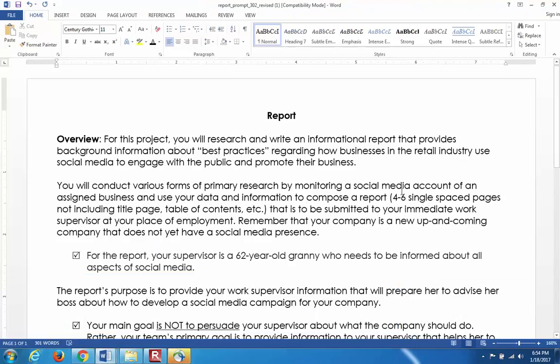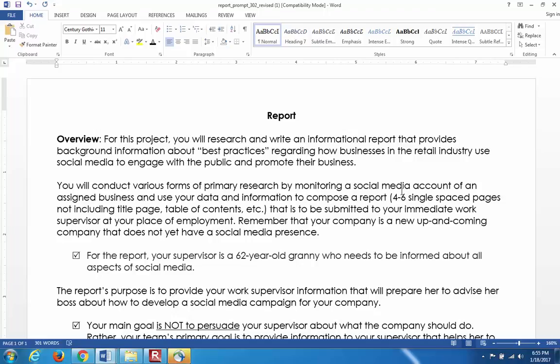So I'm going to start with the overall report prompt. And you can read about the project in this document, but basically what you are doing is you're going to be assigned a business and a social media platform, and the purpose of this is to write an informational report about how businesses are using social media effectively.